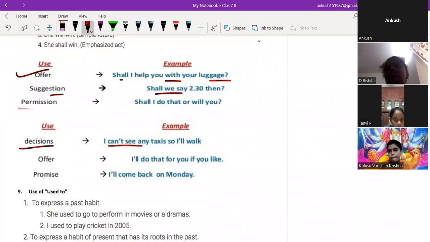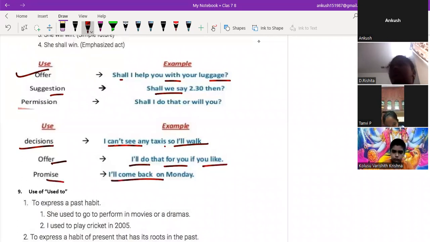Decision, I can't see any taxis, so I'll walk. This is decision. Offer again, I will do that for you if you like. Promise, I'll come back on Monday. I will come back on Monday. This is my promise there. Got it?